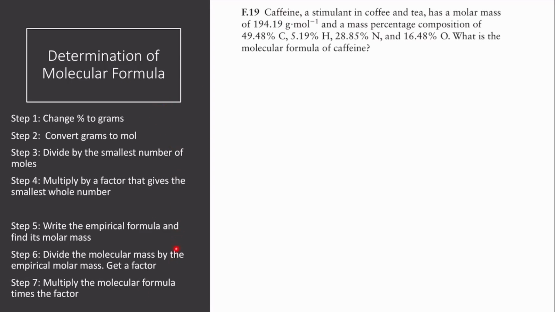As an example, let's go over this problem and find the molecular formula of caffeine following all 7 steps. So this problem reads: caffeine, a stimulant in coffee and tea, has a molar mass of 194.19 grams per mole. So let's write that down. So the molar mass of caffeine is 194.19 grams per mole of caffeine. And then we're given that the mass percentage composition of carbon, hydrogen, nitrogen and oxygen are the ones given here. So let's write down all the percentages.